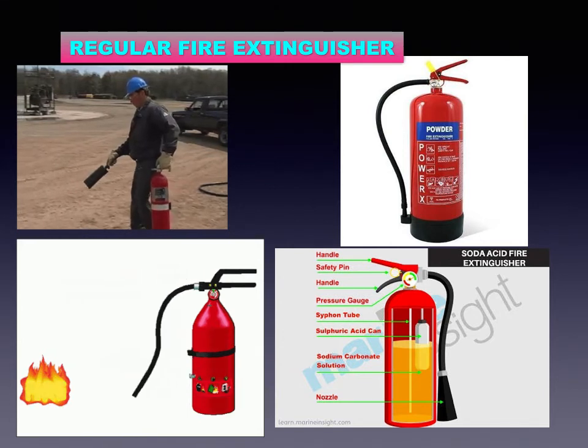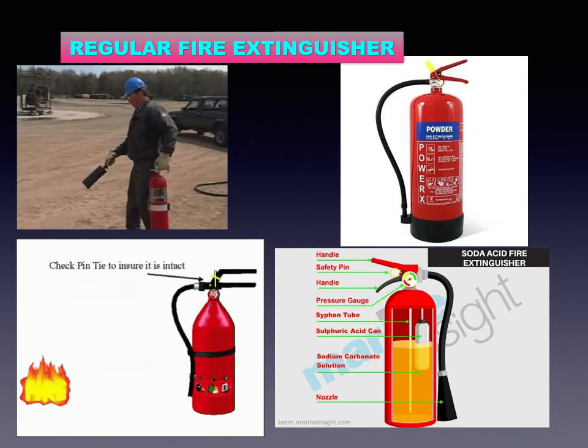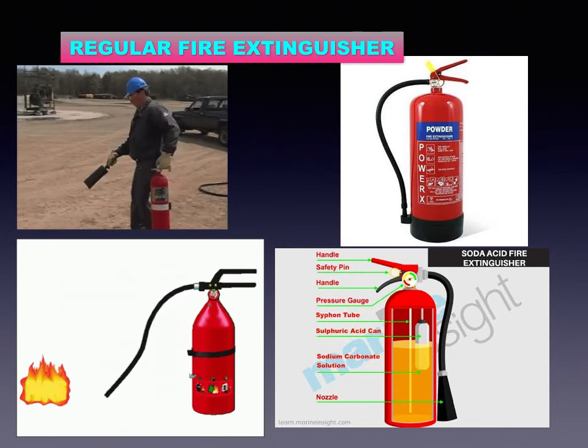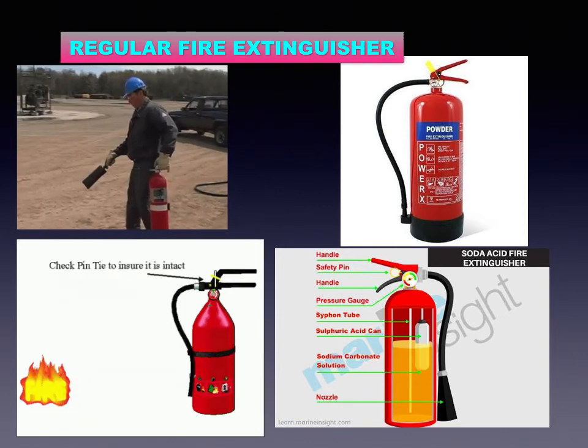In modern fire extinguishers, liquid and solid carbon dioxide is filled under pressure. On reducing the pressure, it becomes gaseous and comes out forcefully through the horn-like hose pipe. Nowadays, many types of fire extinguishers are used.